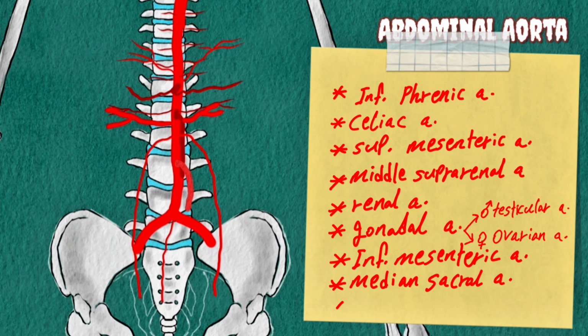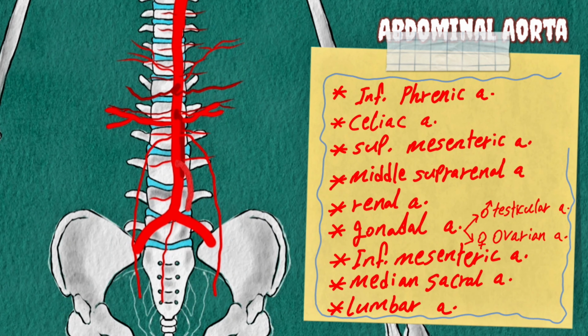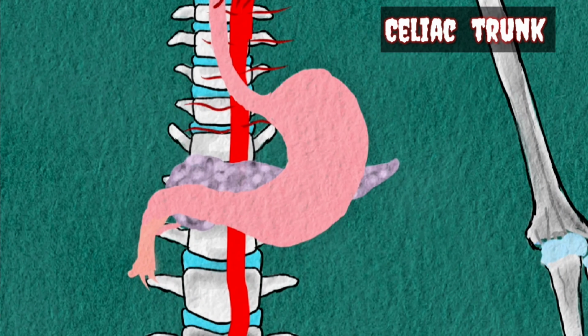And lastly, the lumbar arteries. There are 4 pairs of parietal lumbar arteries that arise posterolaterally between the level of L1 and L4 to supply the abdominal wall and spinal cord. Now, let's see the celiac trunk with more details.